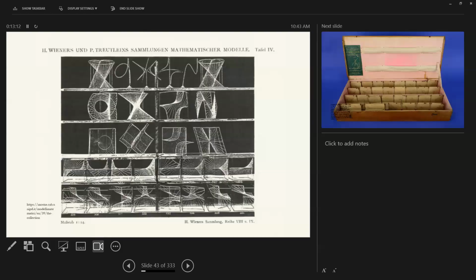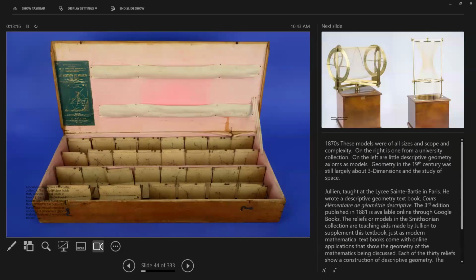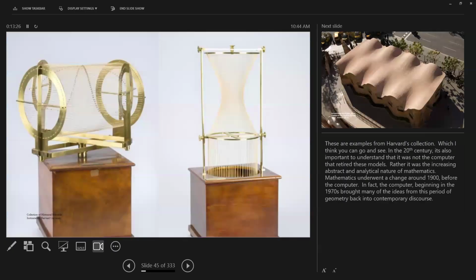Some of them were very high end, and some of them were very low end, like this collection of little descriptive geometry postulates, which was like the CD-ROM or the little online thing that you would get with a textbook. Okay, so these are the ones in Harvard's collection.